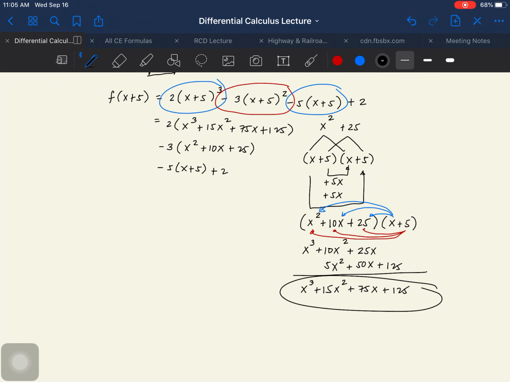Okay? So let's simplify. As you see the pattern actually is you substitute and then simplify. That's how it goes always. Substitute, simplify.